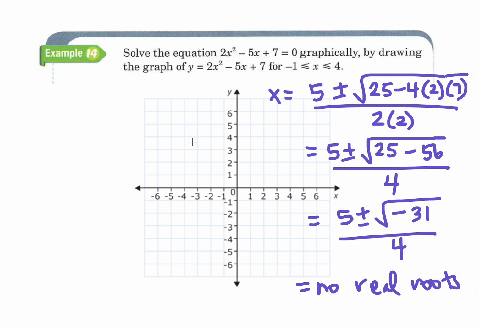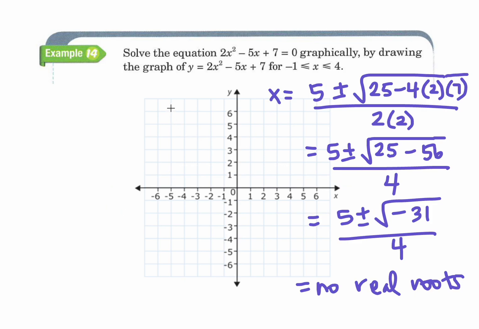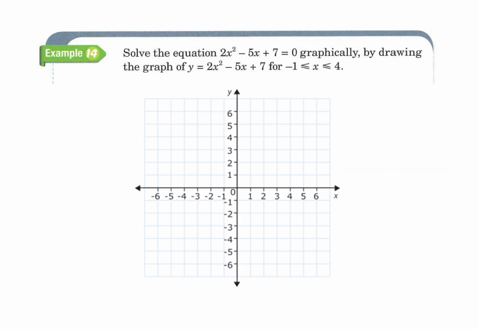Okay? It doesn't mean you can't draw the quadratic graph. It just means that it doesn't touch this section here. It doesn't touch the x-axis. It's either going to be floating above it or it's going to be floating below it. But that discriminant will help us figure that out.